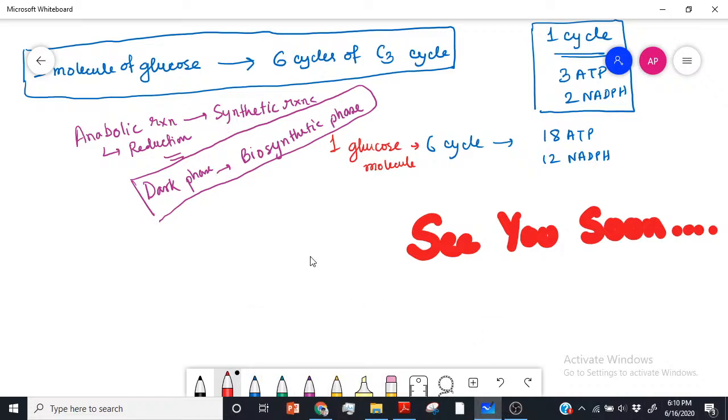Actually we don't have the entire details of the C3 cycle as well, but still I covered the C3 cycle so that you can answer these questions. And the C4 cycle is not at all in your syllabus, that's present in your class 11 syllabus, right?